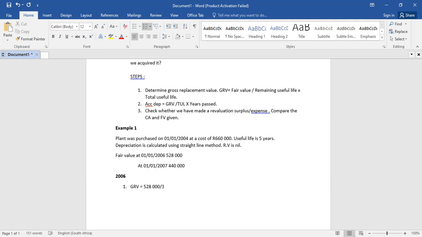Then to get i-GRV, fair value divided by i-remaining useful life times i-total useful life. Our total useful life is 5 years. So our GRV will be equals to how much? 880,000.